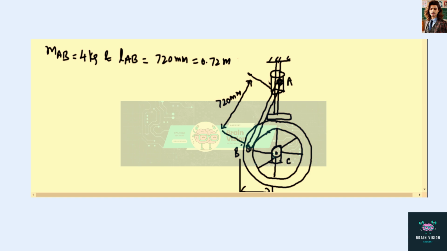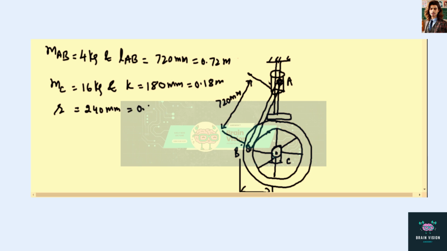Mass of the flywheel is 16 kg and its radius of gyration is 180 mm, that is 0.18 meter, and the radius of the wheel is 240 millimeter, that is 0.24 meter.